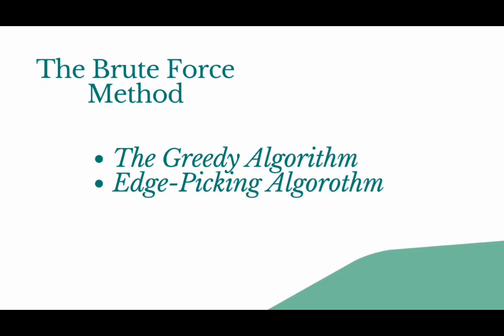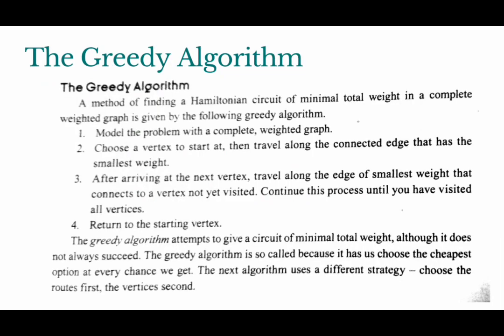Okay? Pag-ibahin muna natin yung greedy algorithm. Okay, it is a method of finding a Hamiltonian circuit of minimal total weight in a complete weighted graph. A graph is given the following greedy algorithm. Number one, model the problem with a complete weighted graph. Number two, choose a vertex to start at, then travel along the connected edge that has the smallest weight. Okay. After arriving at the next vertex, travel along the edge of smallest weight that connects to a vertex not yet visited. Then continue this process until you have visited all vertices.